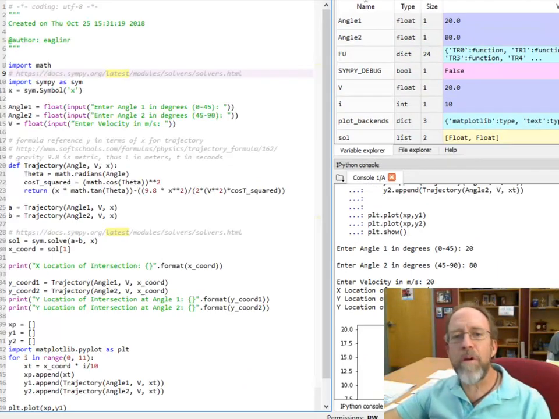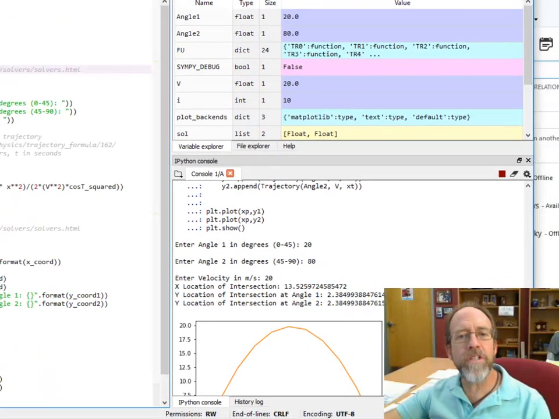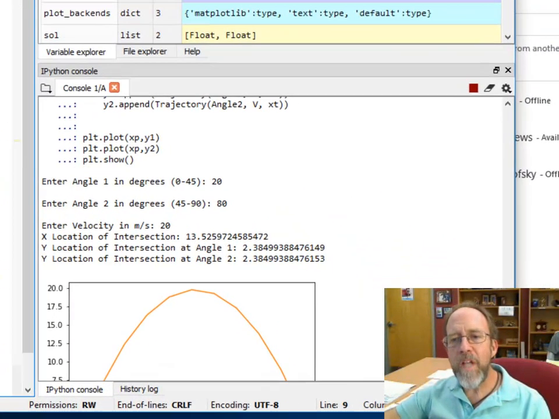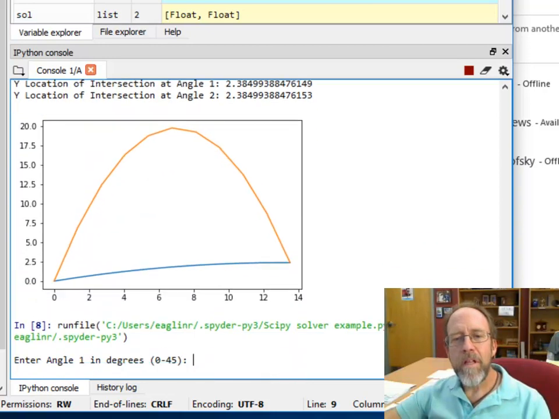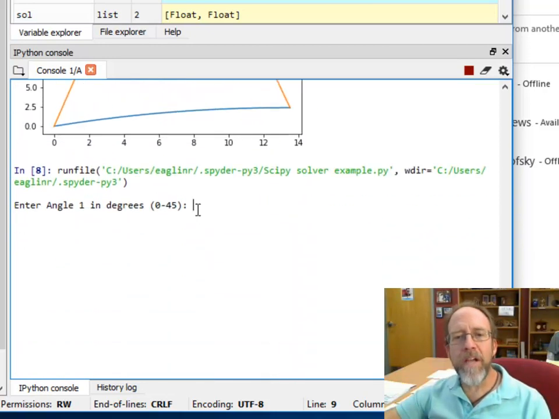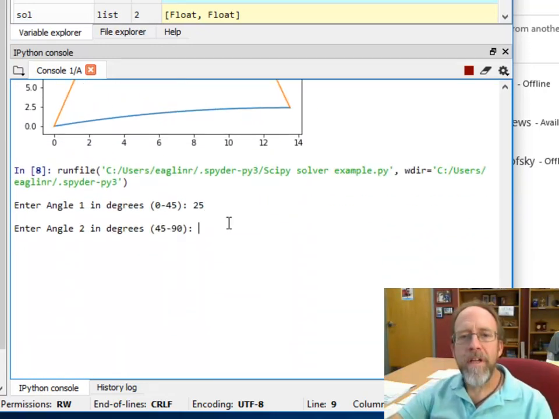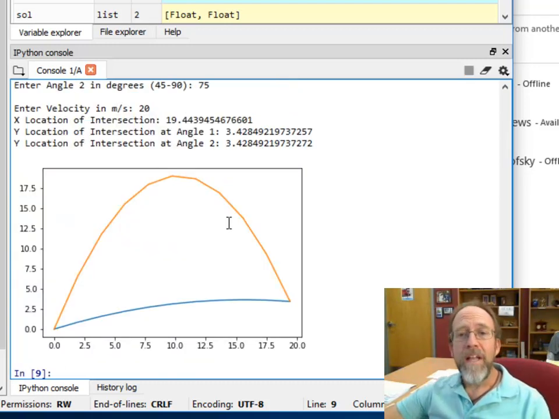Whoops, that went the wrong way. Okay, so I'm going to bring this over here so you can see it, and it's going to ask me for an angle, so let's give it 125, and it's going to ask me for another angle. Let's give it 175, and let's give it a velocity. Let's say 20, and voila. It calculates the intersection for that velocity. It's going to calculate the x location of the intersection and the y location of the intersection.